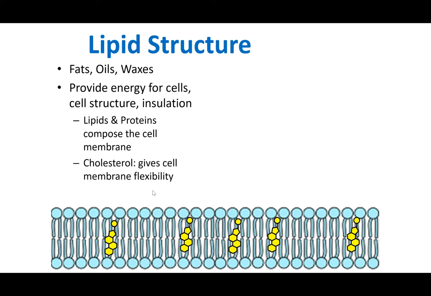There's also cholesterol in the cell membrane, and it maintains the membrane's flexibility. So too much cholesterol and the cells become very rigid and stiff. Not enough cholesterol and the phospholipid membrane could disintegrate. You hear about cholesterol being bad for your health, but you require some cholesterol, and cholesterol is a lipid. And we'll talk a little bit more about that later.